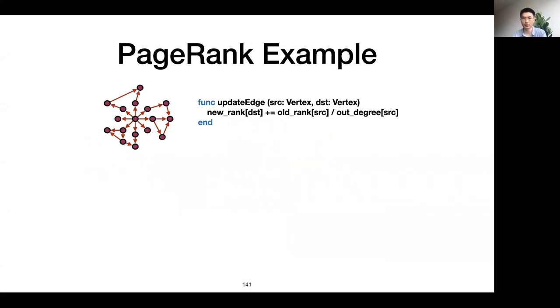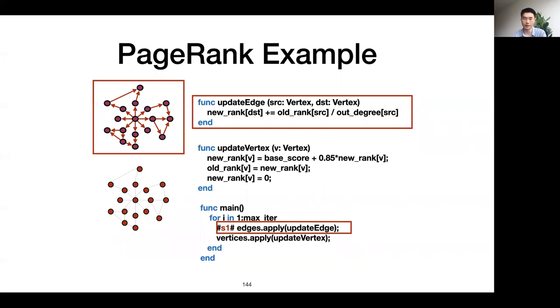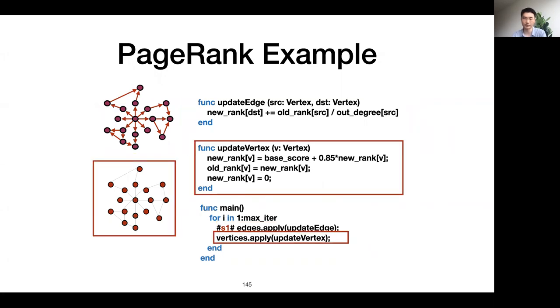So coming back to the PageRank example that we have seen earlier, how you would implement it in GraphIt is you first implement the update edge function that takes as input a source and destination pair and adds the old rank divided by the out degree of the source and adds it to the new rank of the destination node. And then you would define an update vertex function that multiplies the new rank by a damping factor and adds a base score to it. It swaps the old rank and new rank in the end, as in the original algorithm. In the main function, you iterate for max number of iterations, and you first apply the update edge function on all of the edges, and then you apply the update vertex function on all of the vertices.